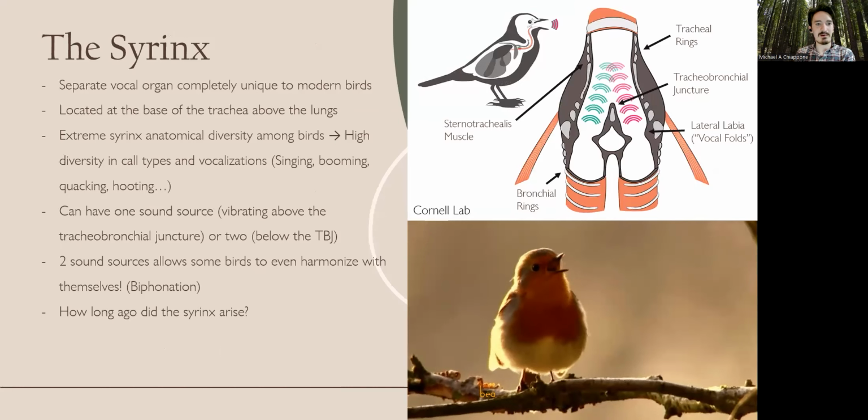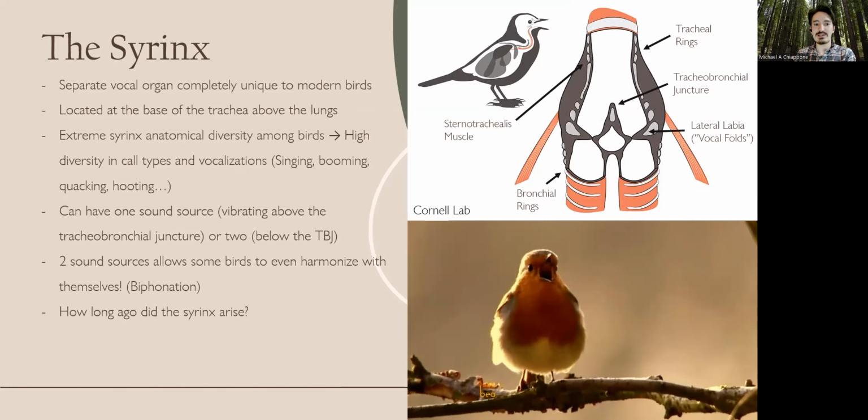The syrinx is a separate vocal organ from the larynx completely, and is entirely unique to birds. It's located at the base of the trachea, above the lungs. And across birds, there is extreme anatomical diversity in this structure, in the tracheal rings, in the soft tissue anatomy, many different things. And this is correlated to high diversity in call types and vocalizations within birds. Think all of the singing and booming and quacking and hooting they do.